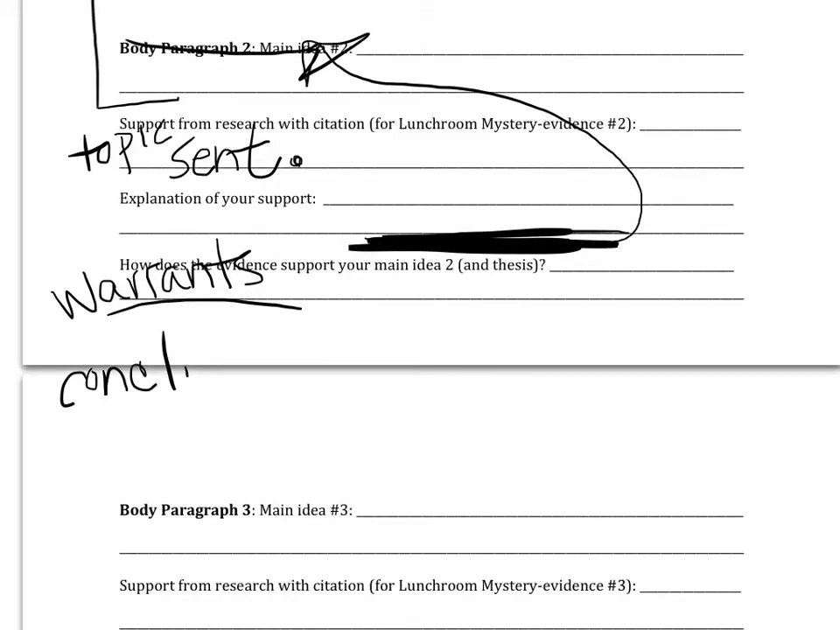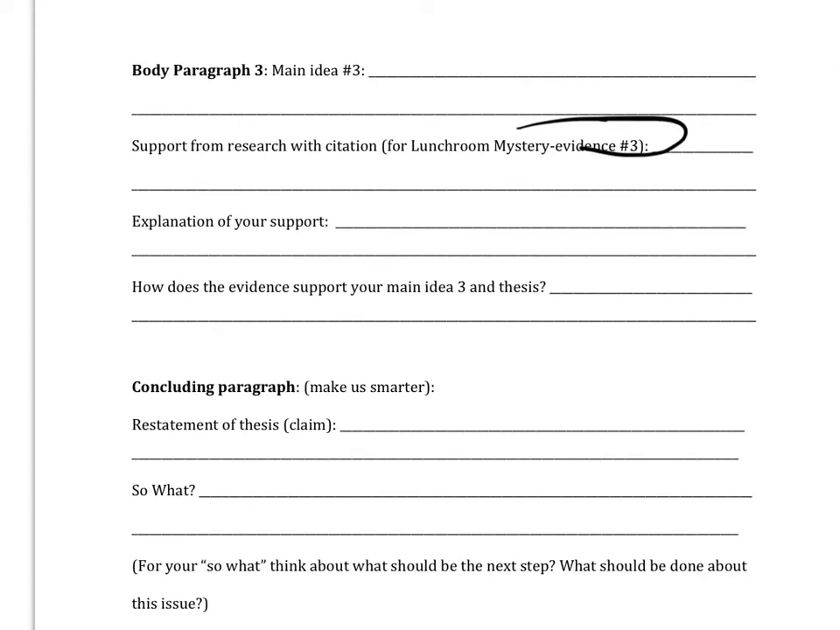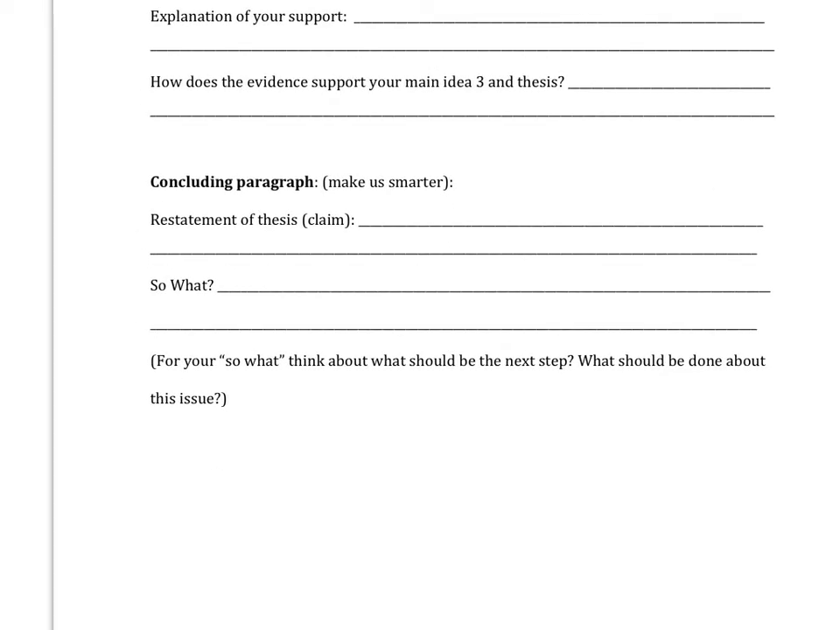Okay, when you move into body paragraphs 2 and 3, you do them the exact same way as body paragraph 1. It's just that you're using your second and third piece of evidence that helped the investigators accuse customer C. And then you end with a conclusion paragraph where you restate your claim, which is that customer C killed Fannin. And then the so what.